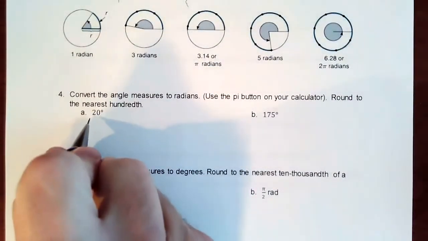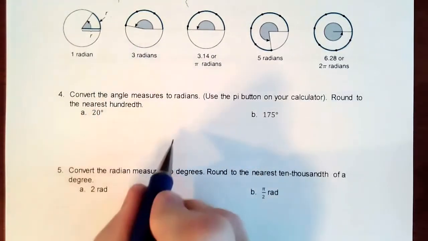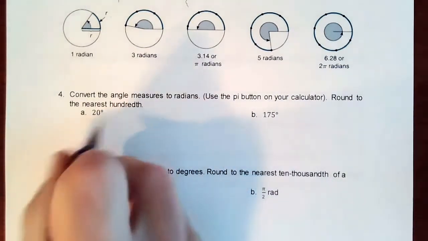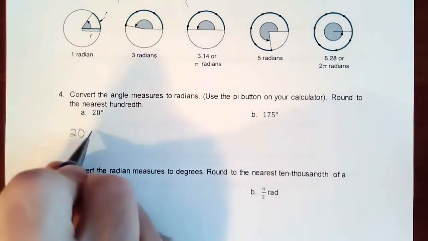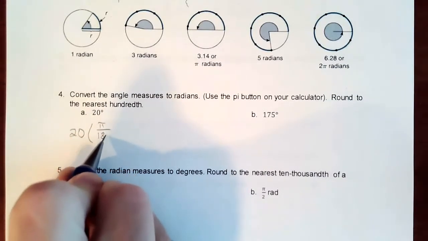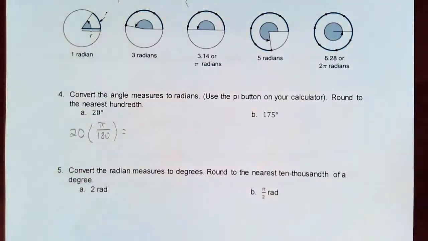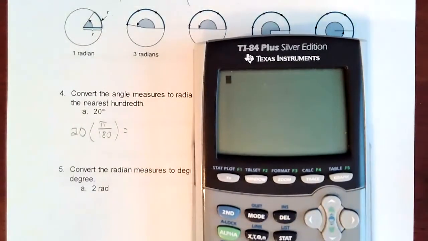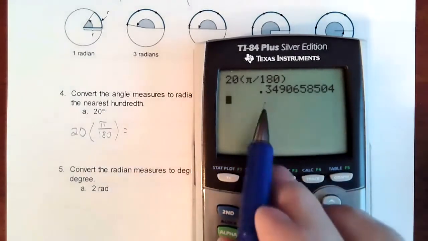We have 20 degrees. If we're going to take 20 degrees and convert it into a radian, we're going to use the pi button, and we're going to round to the nearest 100. So it's 20 degrees and we're multiplying in a radian value and dividing out a degree value. And then we'll just let the calculator do its thing. All right, so if we have 20 degrees, we're going to multiply in pi, divide out 180. So we're getting about 0.35.